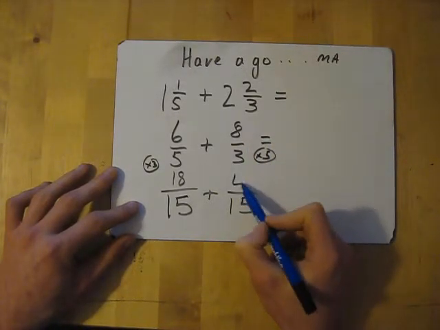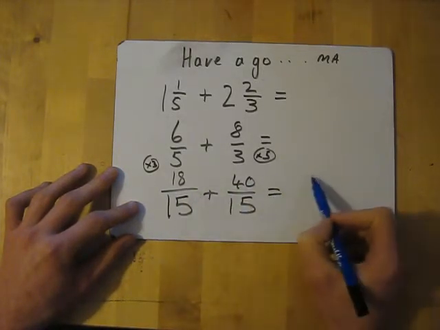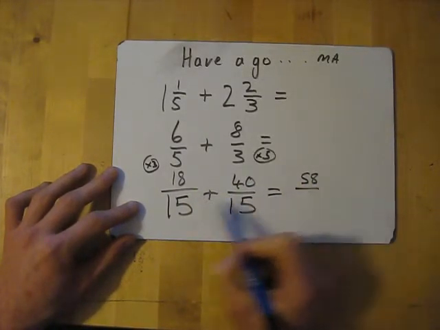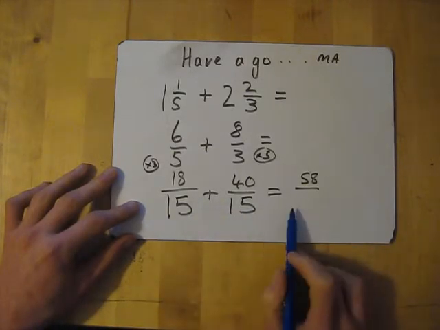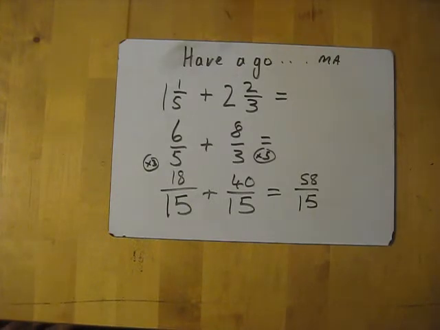8 times 5 is 40. Then all we do, add the top 2 numbers, gives me 58. And don't add the bottom 2 numbers, keep the bottom numbers the same, which is 15. Easy as that.